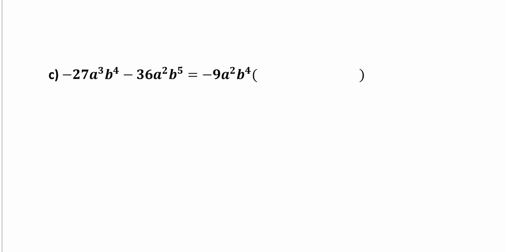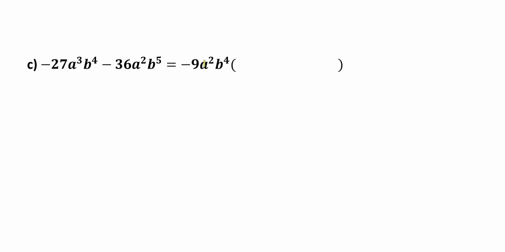Okay, let's move on to letter C here. For letter C, my GCF this time is negative 9a squared b to the power 4. So I'm going to divide every single term here by negative 9a squared b to the power 4, and I'm going to divide this term by negative 9a squared b to the power 4. After that, we just do the simple division steps here.